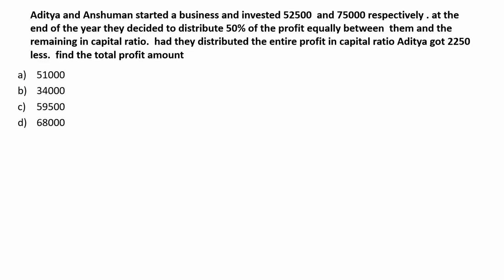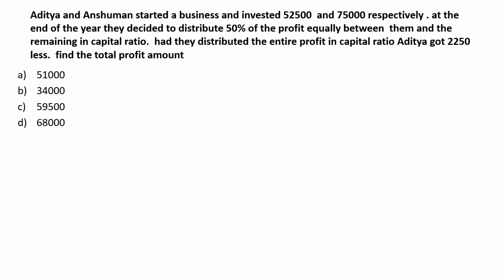Aditya and Anshuman started a business and invested 52500 and 75000 respectively. At the end of the year, they decided to distribute 50% of the profit equally between them and the remaining in the capital ratio. Had they distributed the entire profit in capital ratio, Aditya got 2250 less. Find the total profit amount. Very good quality question. Just read the question again. You may face this question in the coming examinations.